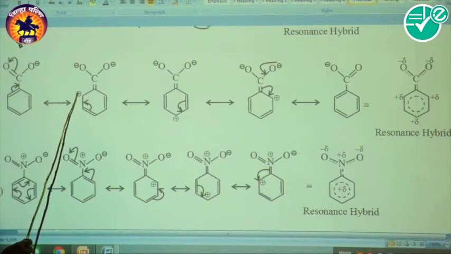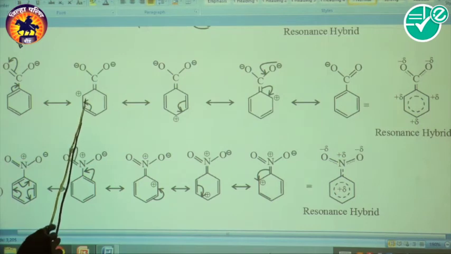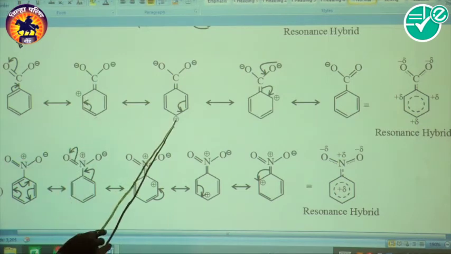This positive charge, we know the carbocation is electron deficient, so that deficiency is stabilized by pushing this bond towards it. Immediately this bond shifts here, the double bond is observed here, and it carries a positive charge.